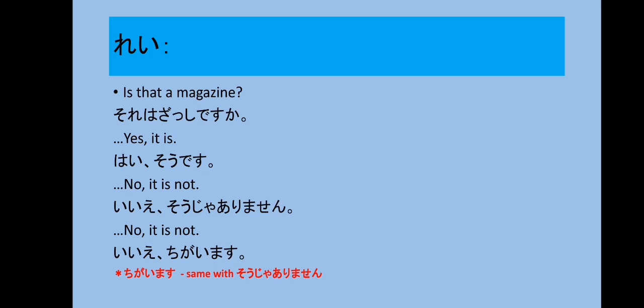So, notice na nagdagdag tayo ng KA to make it a question. Sore wa zasshi desu ka? Yes, it is. So, you say, hai, so desu. No, it is not. Iie, so ja arimasen. No, it is not. Pwede ring iie, chigaimasu. So, it's shorter but it's the same. You disagree. No, that's wrong in English.